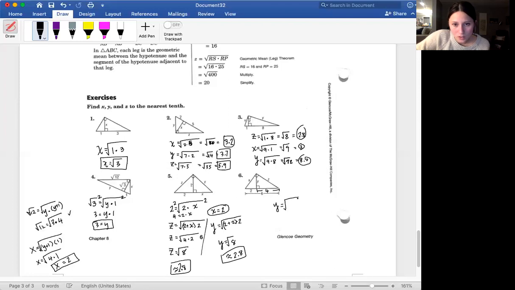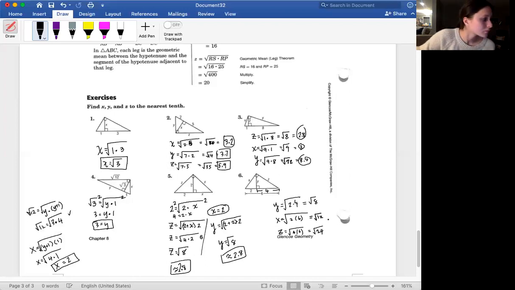Y equals square root of 2 times 4. X equals square root of 2 times 6. Z equals square root of 4 times 6. Okay, so square root of 8 is about 2.8. Square root of 12 is about 3.5. And square root of 24 is about 4.9. Those are the answers. All right, that's all I have for you guys.